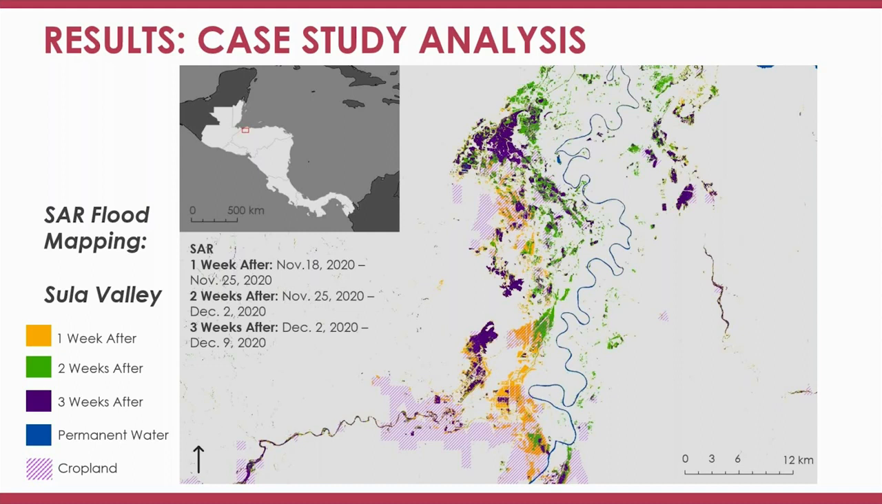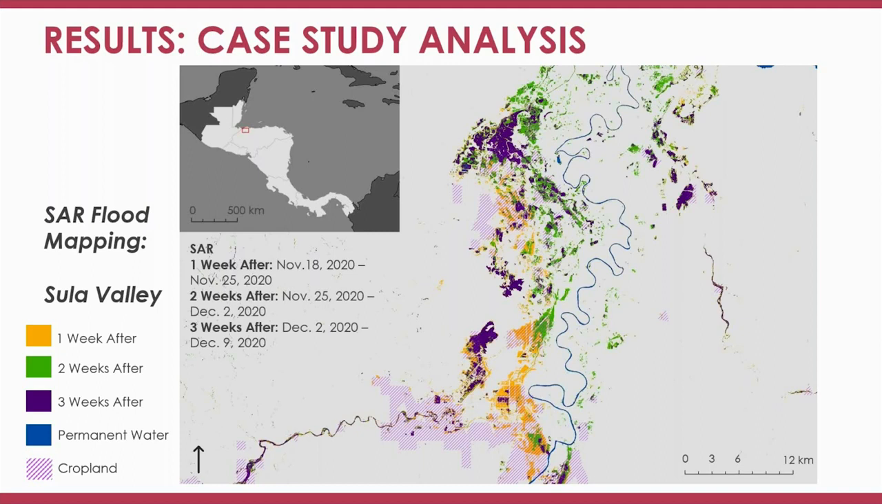So again, we have the Sula Valley here with 1 week of flooding after both hurricane events in this orange color, 2 weeks after is in this green color, and 3 weeks after Hurricanes Eta and Iota, we have this purple color. And again, the dates here are noted as well. So 1 week after both Hurricanes Eta and Iota being from November 18th, 2020 to November 25th, 2020, 2 weeks after, and then also 3 weeks after, ending around early December in 2020.